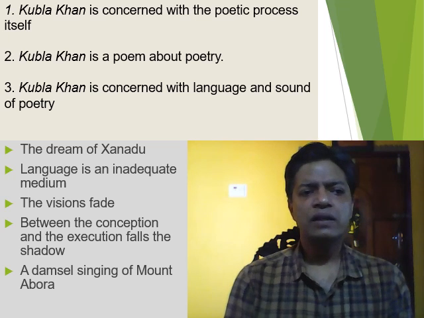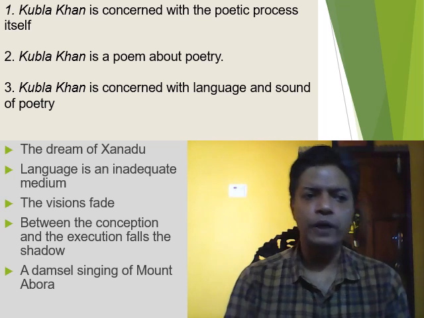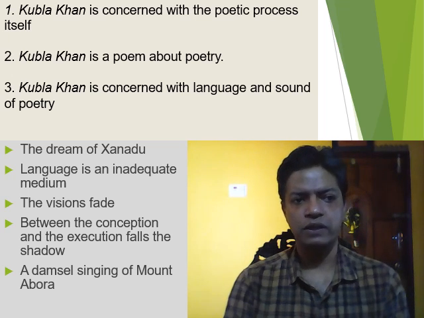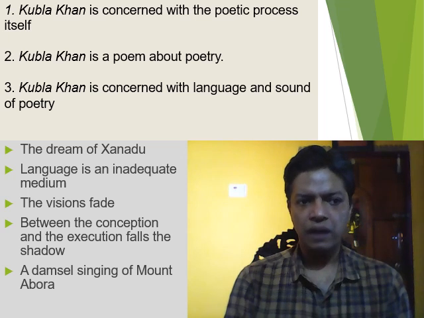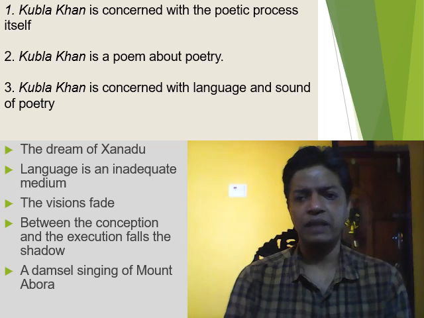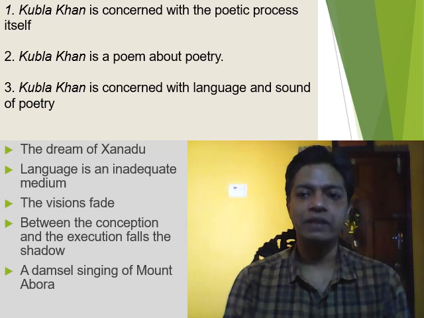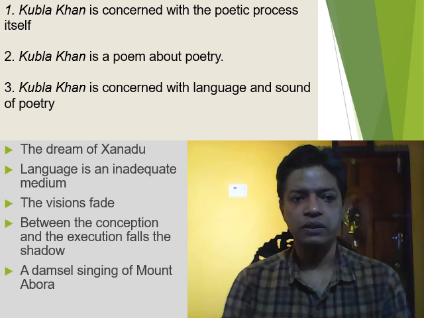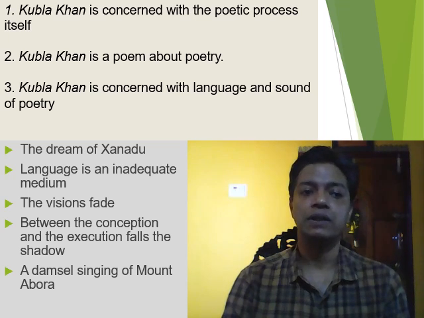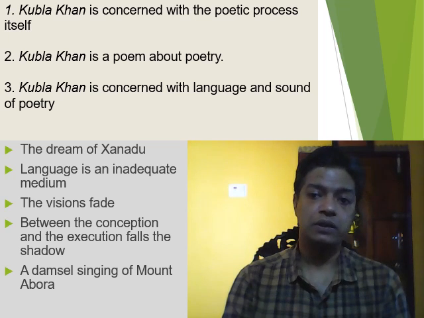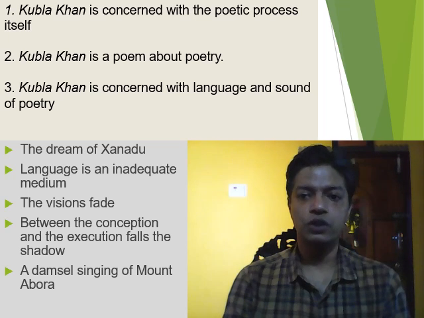So we are now in a position to assess the poem as a poem that is concerned with the poetic process itself. Kubla Khan has been called a poem about poetry. It has also been called a poem that is concerned with language and the sound of poetry. The dream of Xanadu itself is an inspired vision, and the poet's purpose is to capture such visions in words. In attempting to do so, he encounters two serious difficulties. First, the question of language.